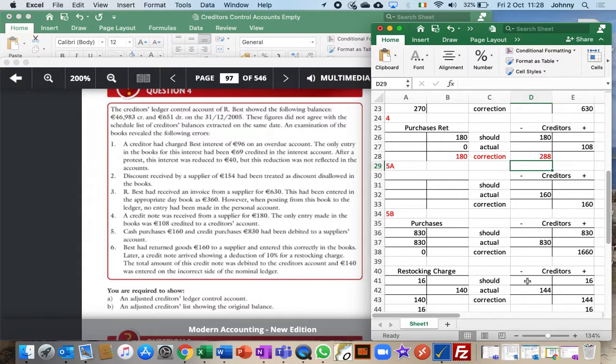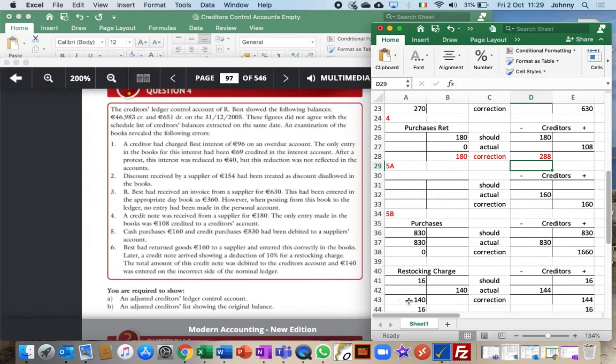But I put the full amount of the credit note where the total amount of the credit note was debited to the creditor's account. So on the debit side of the creditor's account, I put the full amount of the credit note. And in the nominal ledger, I put 144. So the nominal ledger is the other account, or the ledger, record book 3 from Junior Cert. I put 140 on the wrong side of the restocking charge account. Okay, so it's the incorrect side. Should have been on the debit, put on the credit, and I put the wrong amount on the credit.